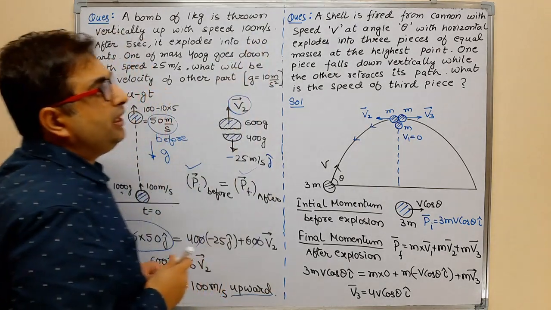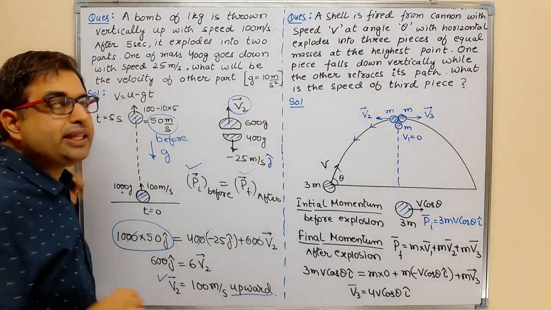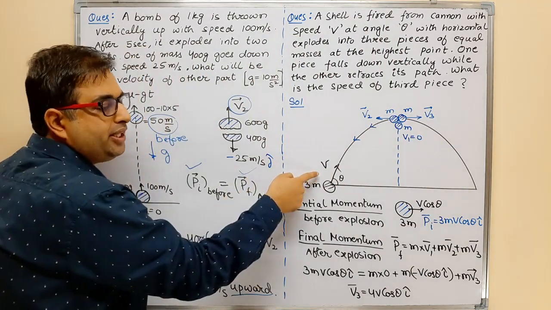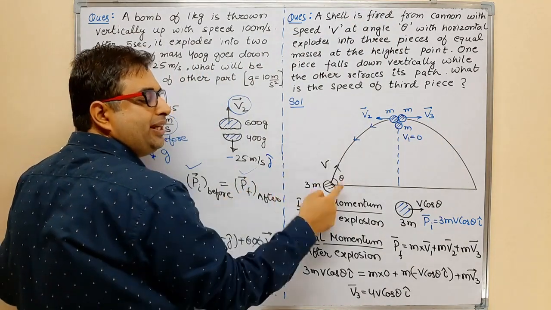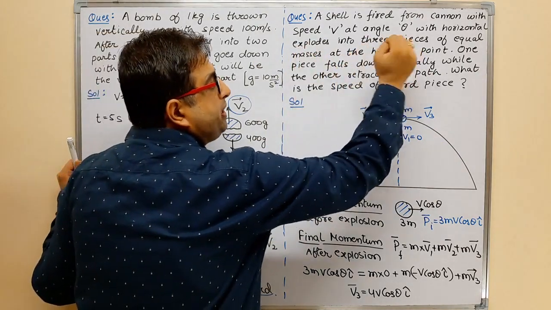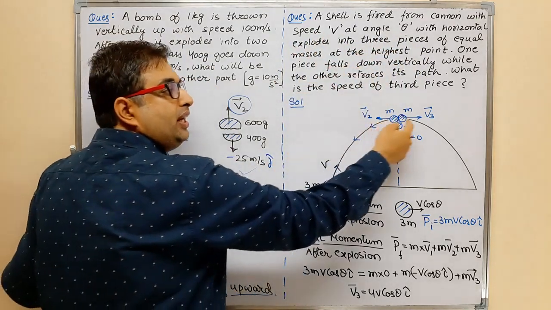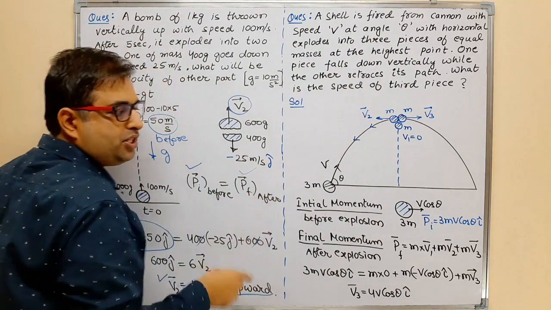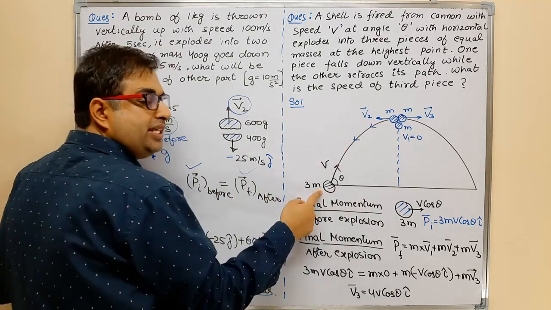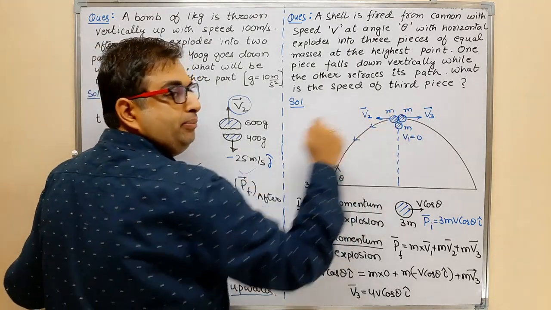Next, second question. A shell is fired from a cannon with speed v at an angle theta with the horizontal. So this is a projectile motion basically. And this bomb or shell is projected at an angle theta with velocity v. It explodes into three pieces of equal masses at the highest point. So at the highest point, it explodes into three equal parts. That is why I am taking the total mass of the bomb as 3m. And this 3m mass of bomb explodes into three equal parts, m.